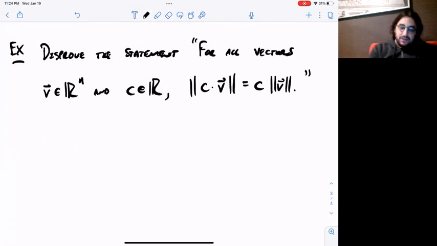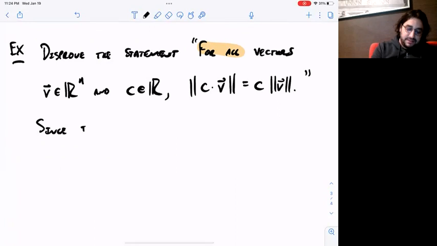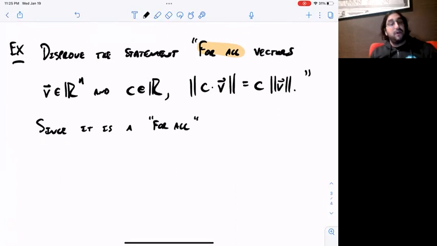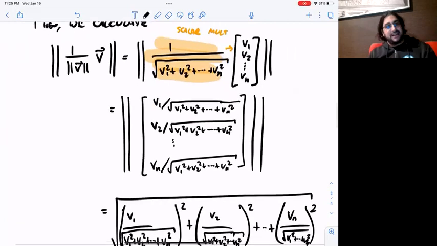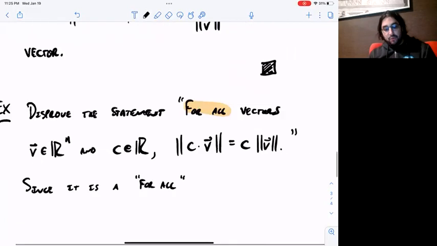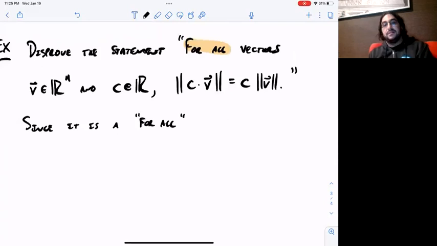Here's the thing. This statement says for all something, right? So notice that since it is a for all statement, I'm claiming that something happens all of the time. You only need to find one instance in which it fails. You don't need to do a big general proof like this with V1, V2, V3, right? You only have to find one instance in which it fails in order to disprove the statement.